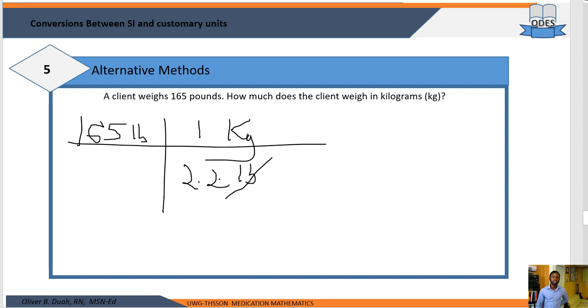So the top side will always divide over the bottom side, and we multiply across as we move from left to right. So pounds will cancel pounds, and so the unit which is left is kilograms. So 165 divided by 2.2 is going to give you your 75 kilograms.